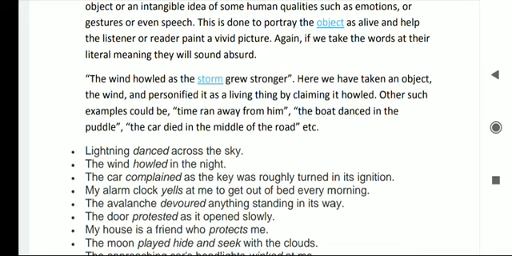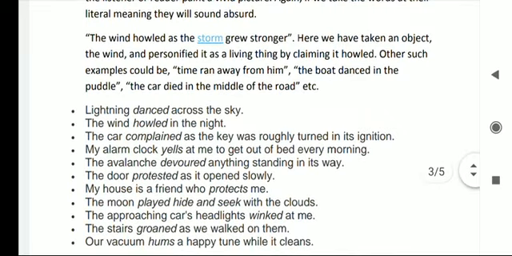The avalanche devoured anything standing in its way. The door protested as it opened slowly. My house is a friend who protects me.